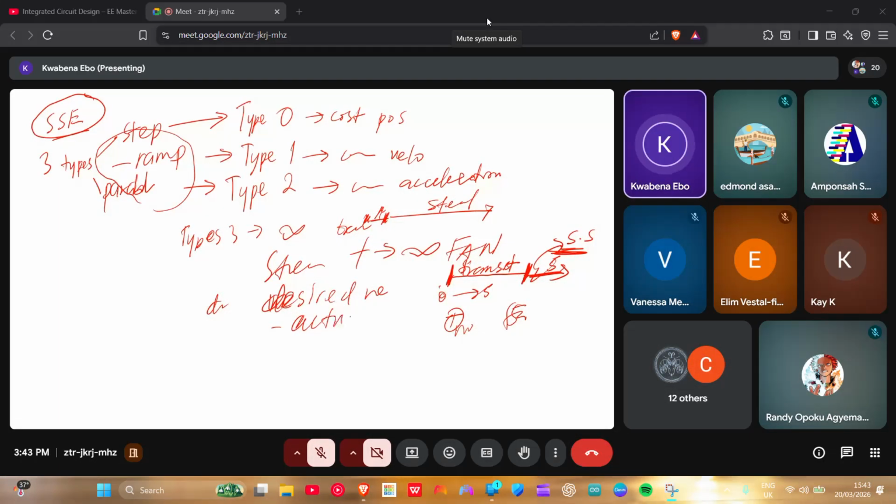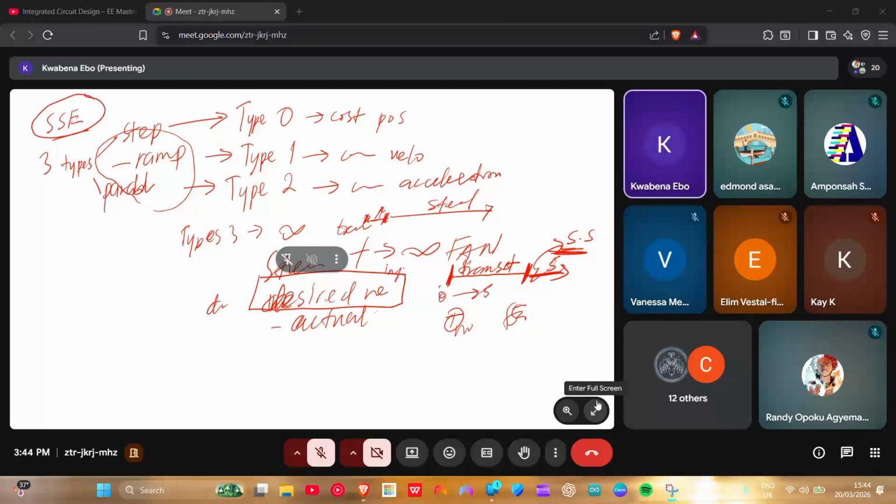Actual response. If you remember when we started this course, desired response was also the same as the input. So error is basically the difference between the input and the output. Mathematically, difference. Yes, that's all what the steady state error is about.